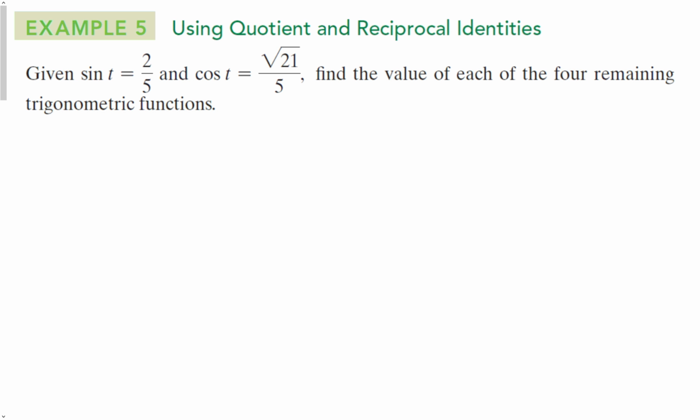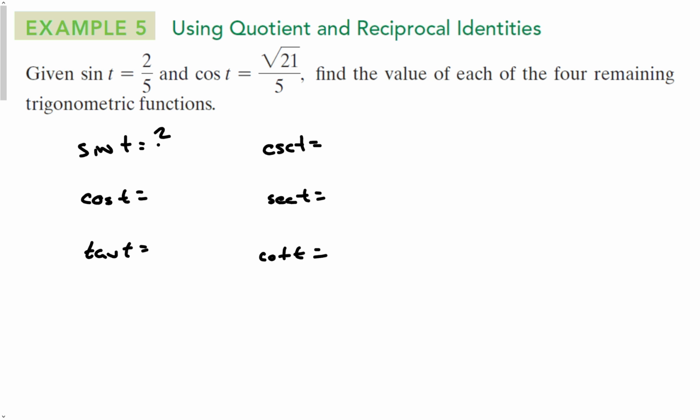Okay, so what can we do with this? All right. If I know that the sine is 2 over 5 and the cosine is radical 21 over 5, I can find the value of all of the other ones. Okay, so let's get all 6. The sine of t, the cosine of t, the tangent of t, the cosecant, the secant, and the cotangent. Sine is given to me. Cosine is also given to me.